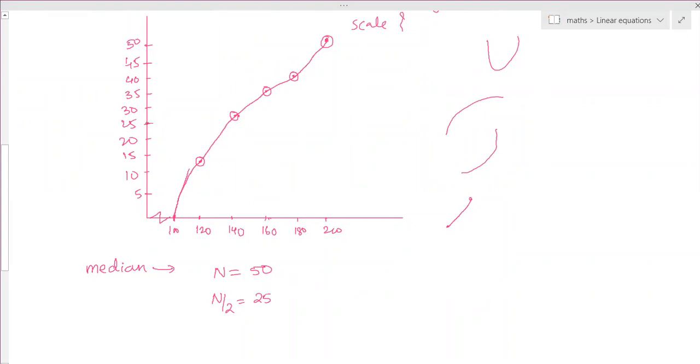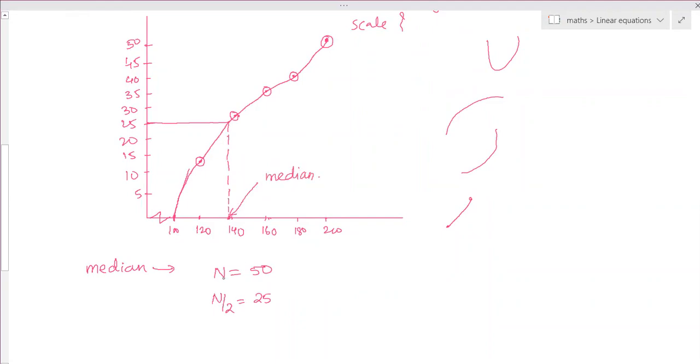Here. From this 25 mark, you have to draw a horizontal line intersecting the ogive. From that point of intersection, draw the perpendicular on the x-axis. Mine is not a straight line. So here the exact value, the coordinate of this point, is the median.